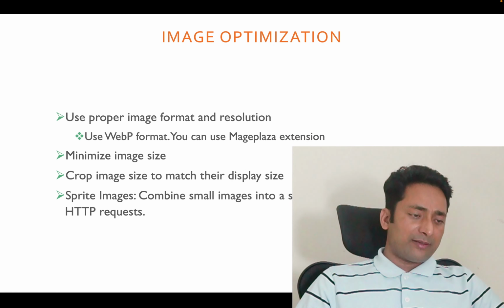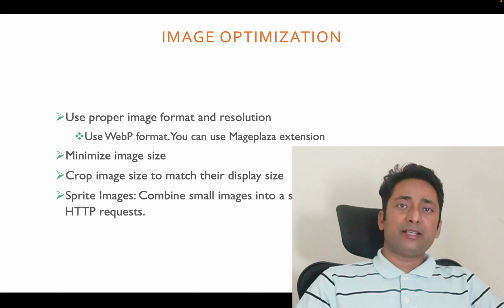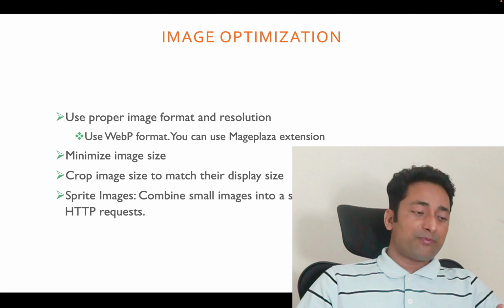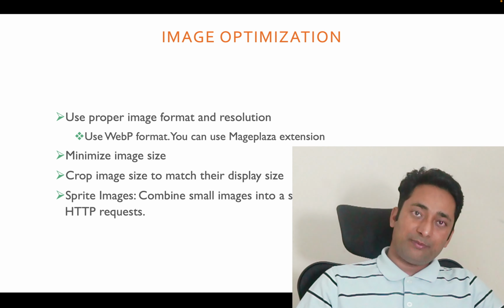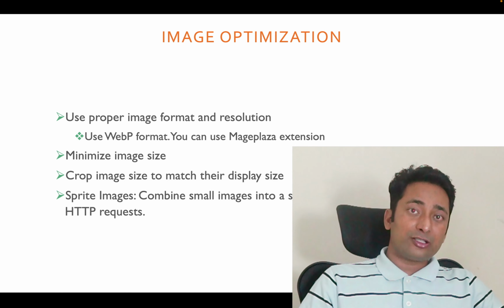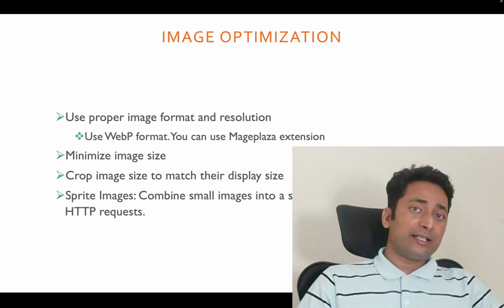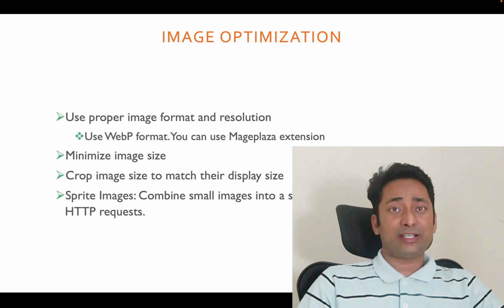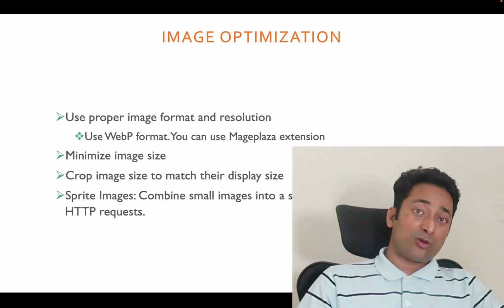The next thing that we have to look into in the image optimization section is using the proper image format and resolution. This is a very important thing that we have to take care of when we are working on images. The image format is very crucial in terms of image size, because generally the image size depends on which format we are using, whether PNG, JPEG or WebP. Image size depends on that.